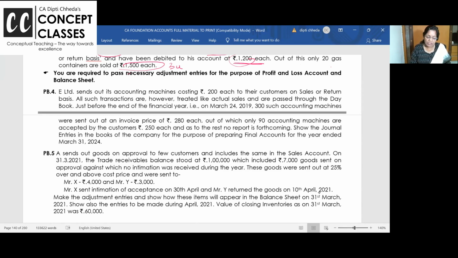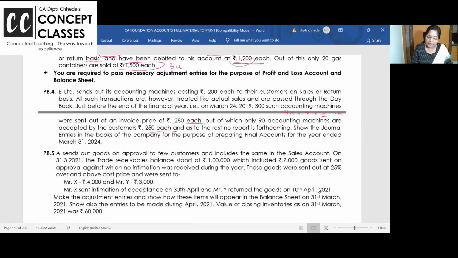Just before year ending, 300 such accounting machines were sent at 280. Out of which 90 machines were accepted at 250. So 90 machines are accepted, but at 250. So 90 into 30, 2,700. What will happen with 2,700? Reverse the sales, reduce the sales. Okay? And the rest, no response.